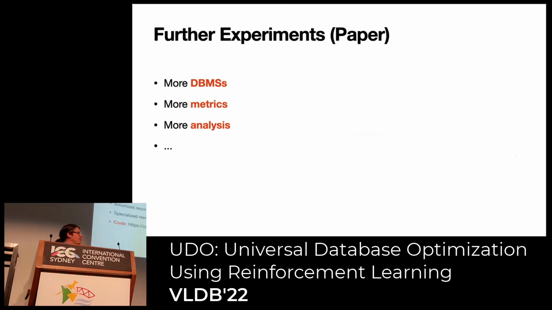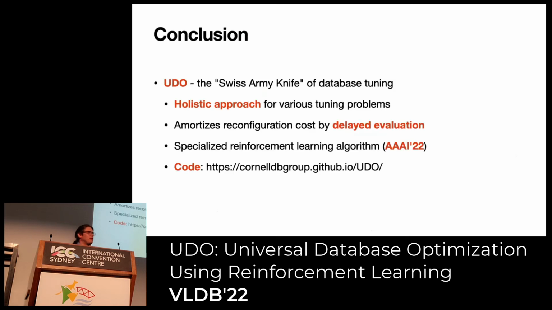All right, so in summary, we have seen UDO, which is the Universal Database Optimizer. It's essentially the Swiss Army knife of automated database tuning tools. One of the particularities is that it tries to amortize reconfiguration overhead over multiple iterations, which becomes possible by a reinforcement learning algorithm that is tolerant to delays. You find more details about the algorithm in the AAAI paper, and the code of UDO is available online on GitHub. So thank you for your attention, and now I look forward to your questions.